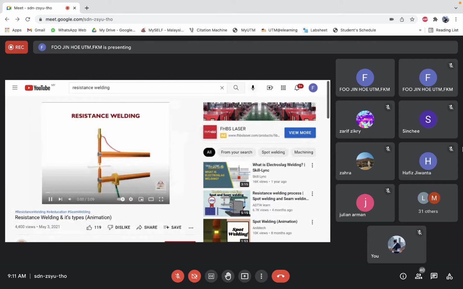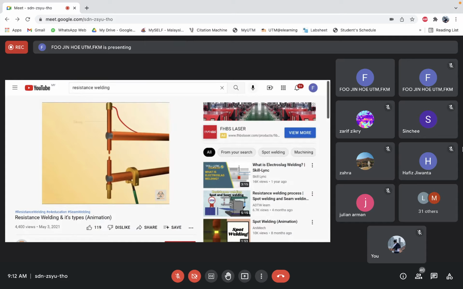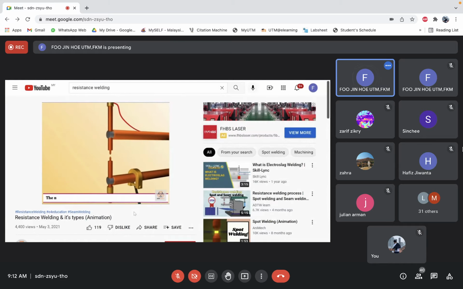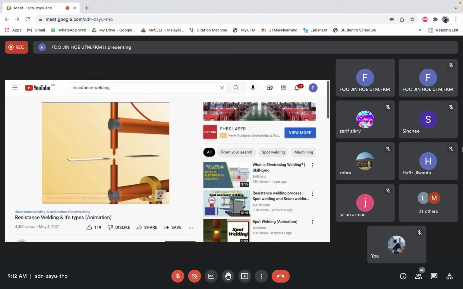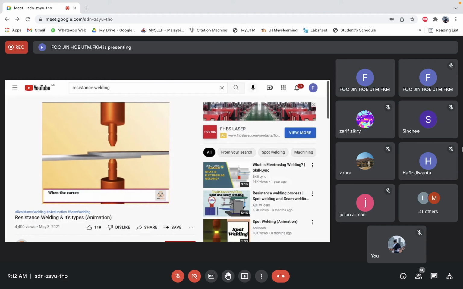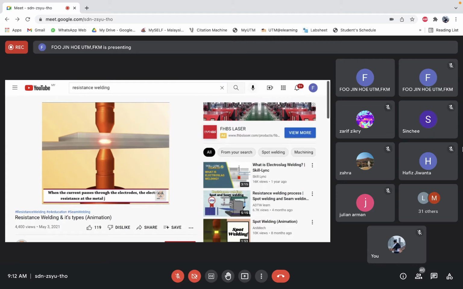The operation of resistance welding is shown in this video. Copper electrode. The metal parts to be welded are placed between the electrodes. When the current passes through the electrodes, the electrical resistance at the metal joints becomes very high. So, the metals are brought to red hot plastic condition. Now mechanical pressure is applied to complete the weld.